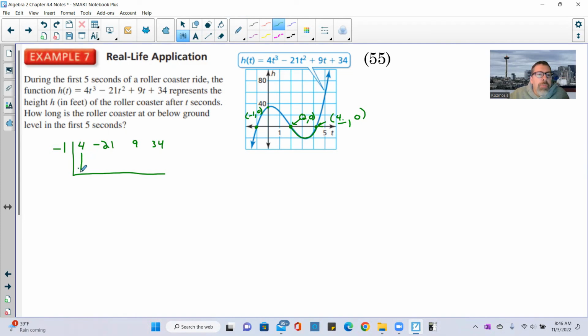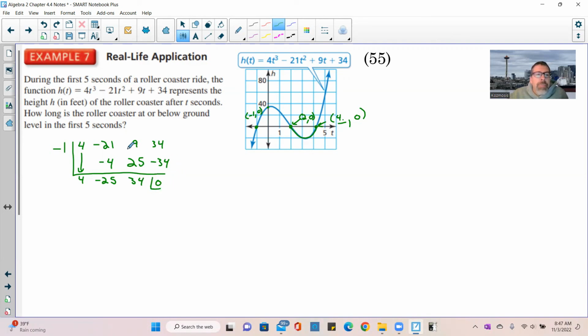All right, and then we're going to bring down our first term. -1 times 4 is -4. -21 plus a -4 is -25. -1 times a -25 is 25. 25 plus 9 is 34. -1 times 34 is -34, and I got 0.